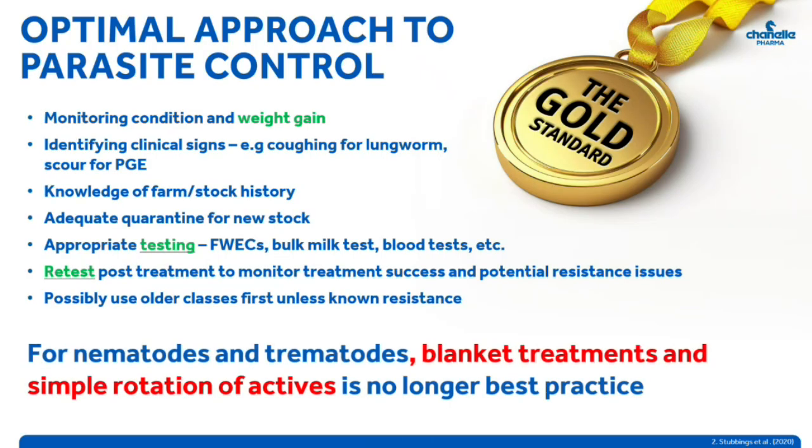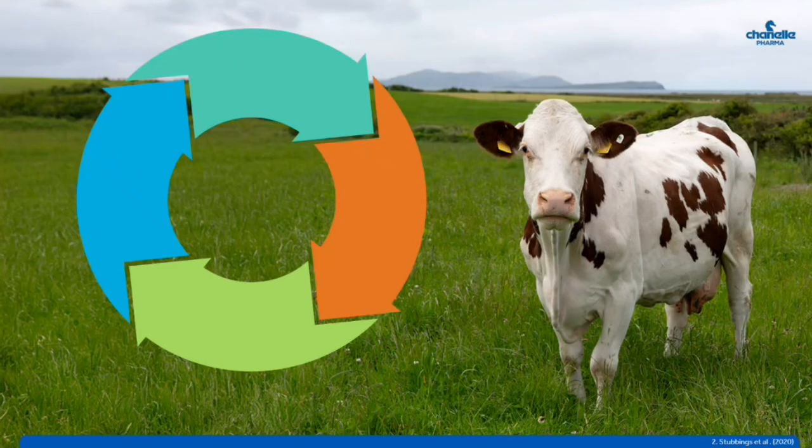For nematodes and trematodes, as we've said, blanket treatments and simple rotation of actives is no longer best practice. Moving to this optimal approach will help minimize the development of parasite resistance to actives and prolong the lifespan and usefulness of those actives available to us today. This is the currently recommended principle of parasite control for the majority of parasitic problems encountered on farms.